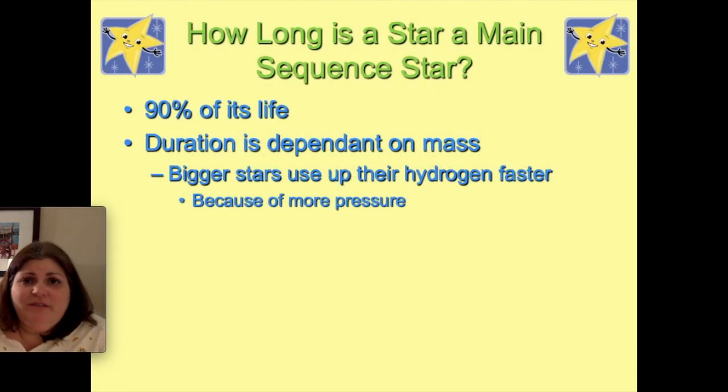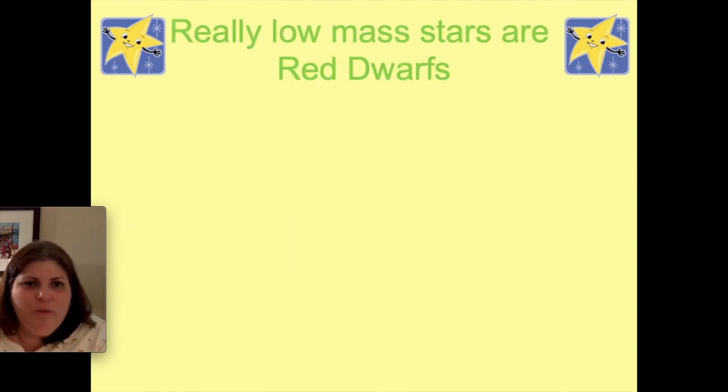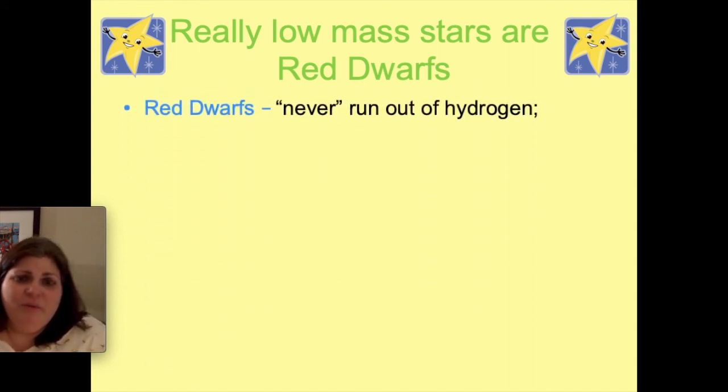The next stages of stellar evolution happen when the star runs out of hydrogen in its core. We'll talk about most of that in the next videos, but before we move on, there's one more type of star I want to talk about. There's one group of stars that don't run out, and we call them red dwarfs. They're red dwarfs because, of course, they're on the main sequence, on the red, cool, dimmer side, and they're small.